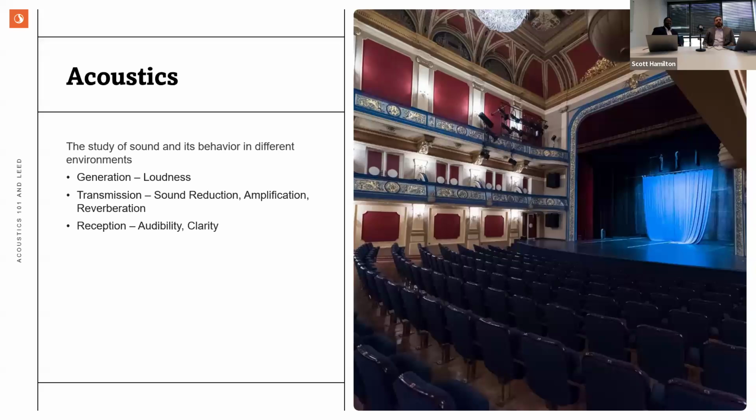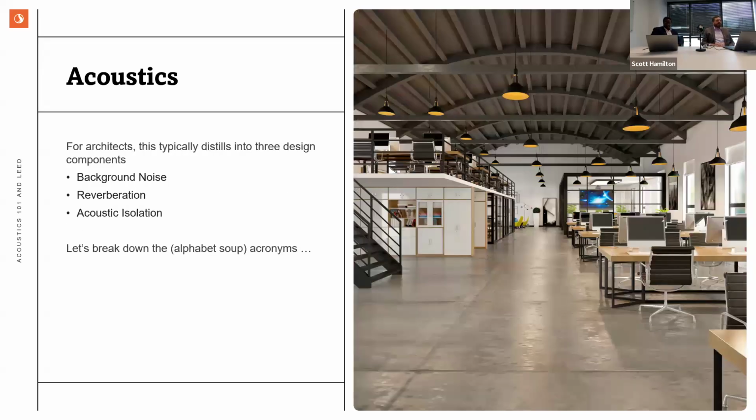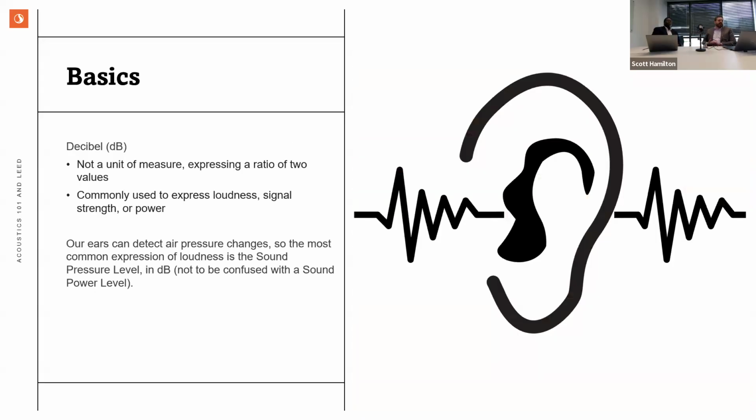That turns into our audibility and clarity metrics. So when we talk about sound, those are the three items that we as acousticians are talking about, and we're focused on those end results. What that typically turns into are three other factors that play into those end results on the design side. We look at the background noise within a space and what contributes to it. How does sound behave within a space, its reverberation? And how does sound transfer between spaces, its acoustic isolation? And so let's break down and get into some of these acronyms.